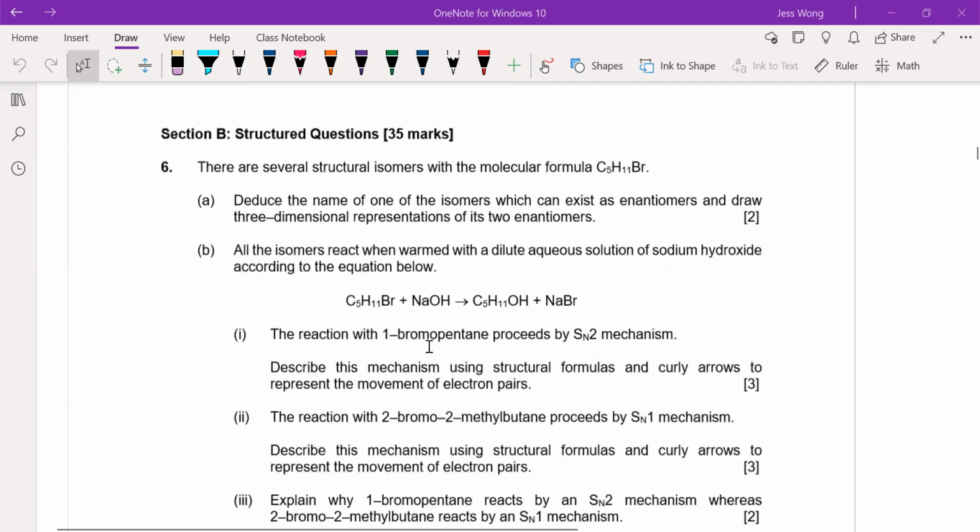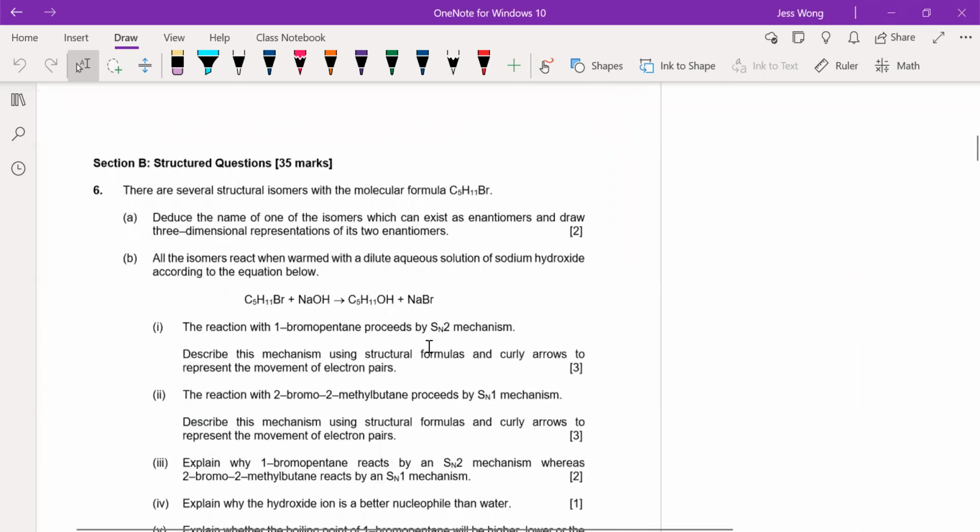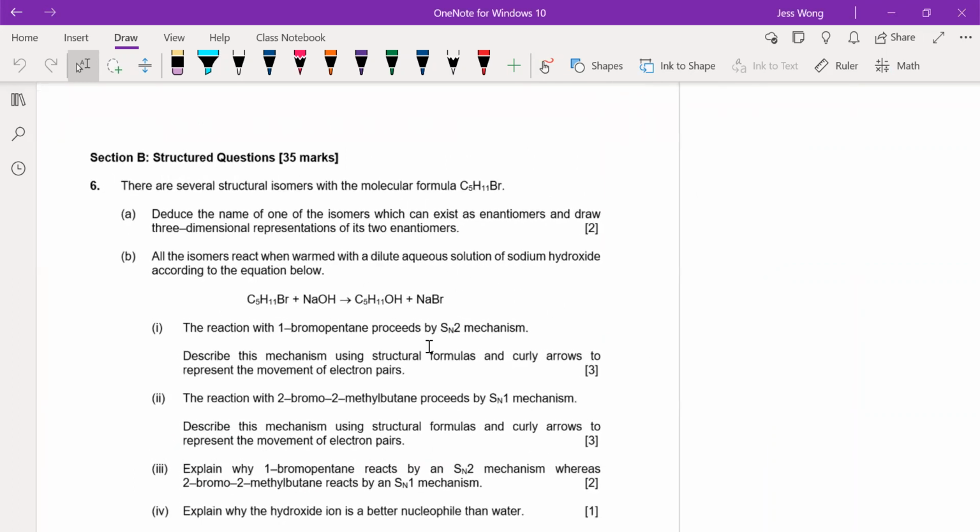Okay, now we will look at the structures. The structure questions are really very long, so bear with me. There are several structures with a molecular formula of C5H11Br. Deduce the name of one of the isomers which can exist as enantiomers. So in order for something to exist as enantiomers, we need a chiral carbon. That means it has 4 different substituents, and there must be no plane of symmetry.